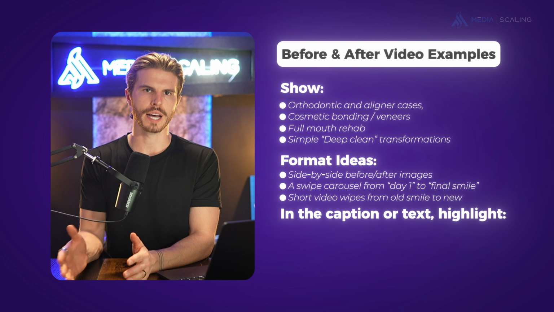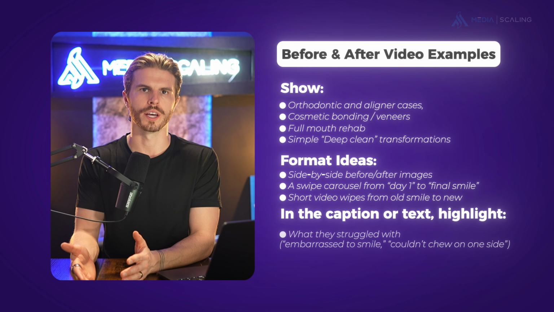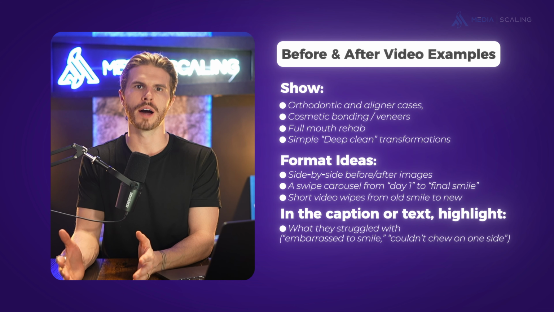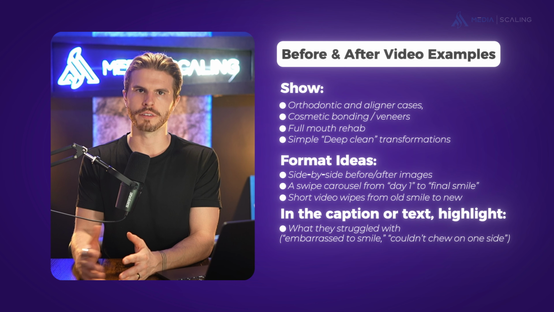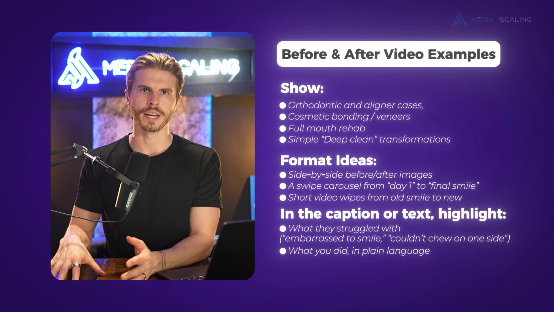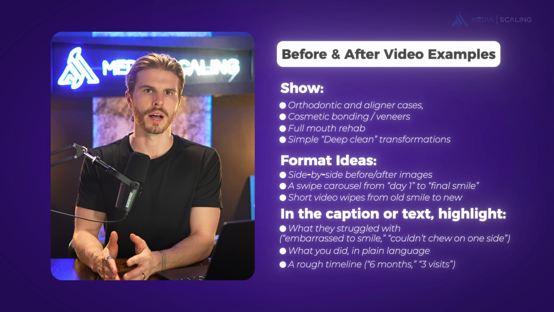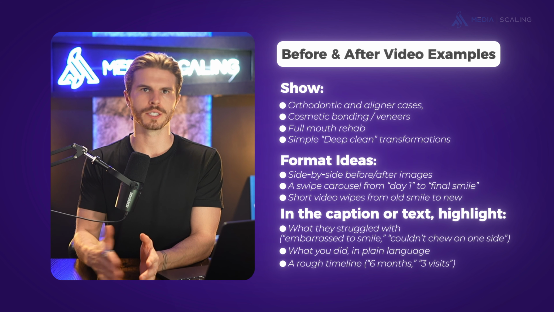And then in the caption or text, highlight what they struggled with. So an example would be they're embarrassed to smile, they couldn't chew on one side, whatever the case. And then mention what you did in plain language with a rough timeline, whether it was 6 months, 3 visits, whatever the case. And then of course, it's important to always ensure that you have consent from your patients and are compliant with your local advertising and privacy rules.